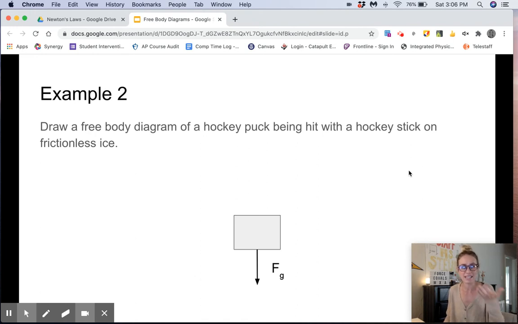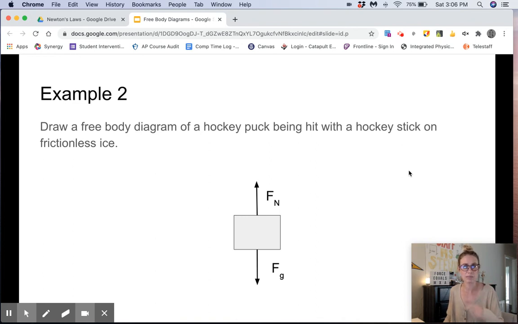We also know that it is sitting on the ice, right? It's moving, yes, but it is resting on the ice. It's being supported by the ice. It's not accelerating downward. So we know that it also has a normal force supporting that hockey puck, holding it up on the ice like that.